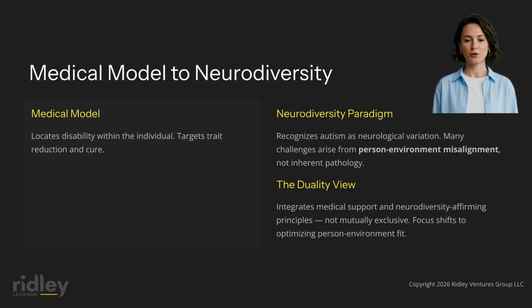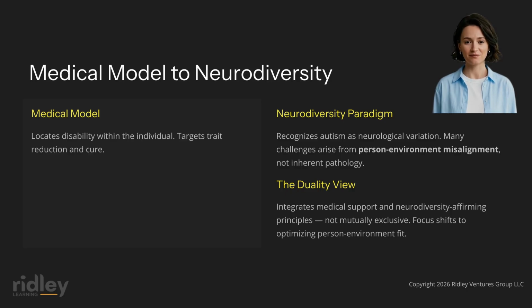The traditional medical model locates disability within the individual and focuses on reducing the outward manifestations of neurodevelopmental difference. The neurodiversity paradigm, by contrast, treats neurological and developmental differences as part of the normal range of human variation, and argues that many of the challenges autistic people face arise from misalignment between autistic characteristics and societal expectations rather than from inherent pathology.